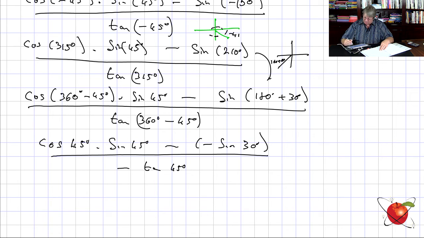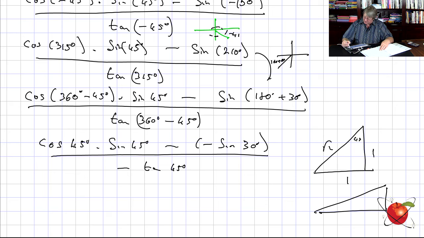Now I notice special angles. Okay, so let me draw my 45. Oops, that's a bad one. All right. Not going to work like that, is it? Okay. 1, 1, root 2. There's my 45. I also need a 30-60 degree triangle. One shortest side. 1, 2, root 3. Okay. So we say, okay, cool, I'm there.